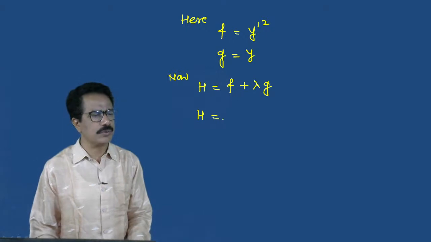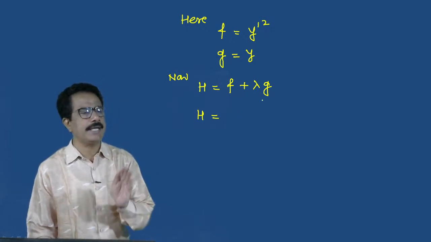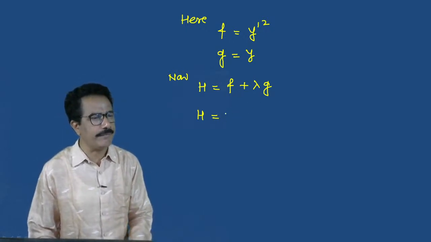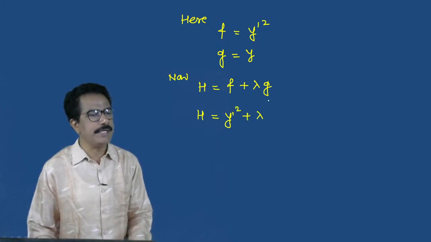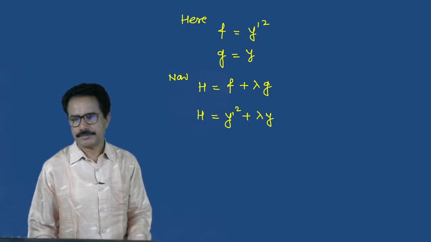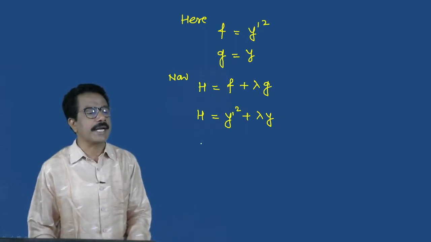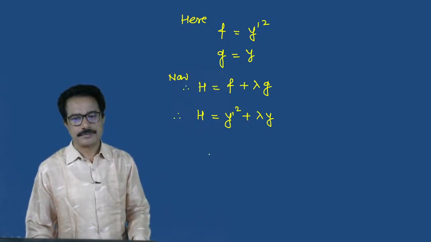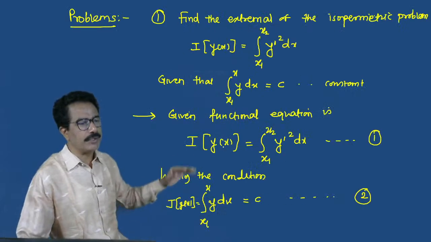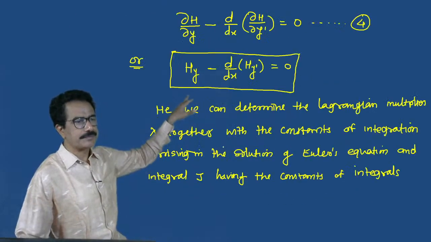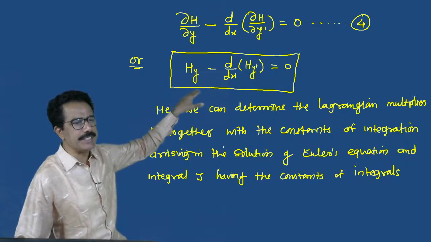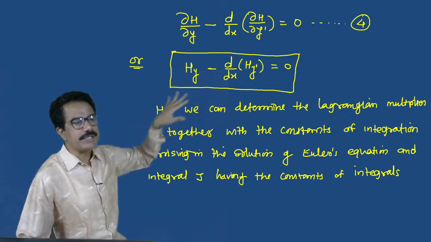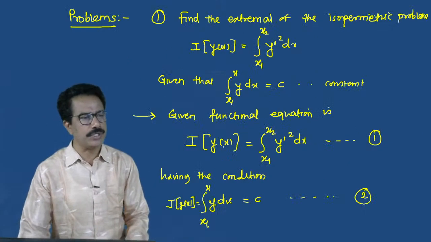f is equal to h is equal to f plus lambda g. Now put the value of f, meaning y dash square, plus lambda into g, meaning y. So we can write this as, now we can solve this. What condition do we have to use? We have to use the condition hy minus d by dx of hy dash, which is equal to 0.